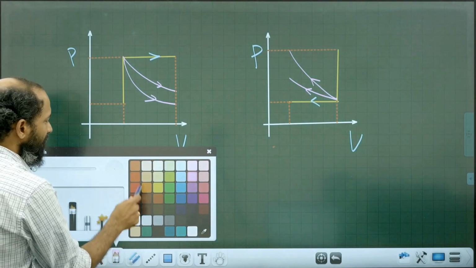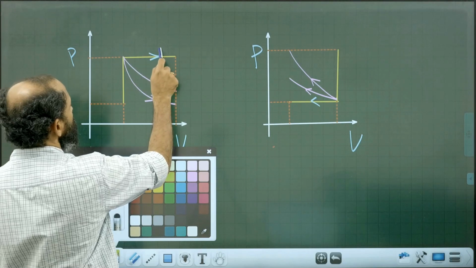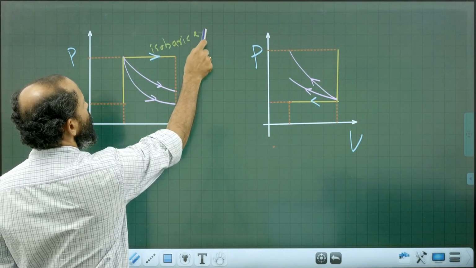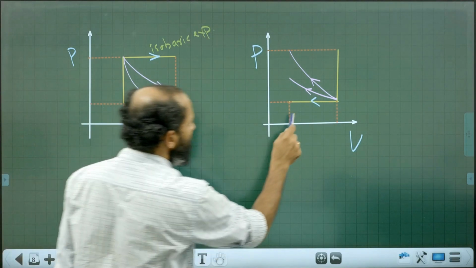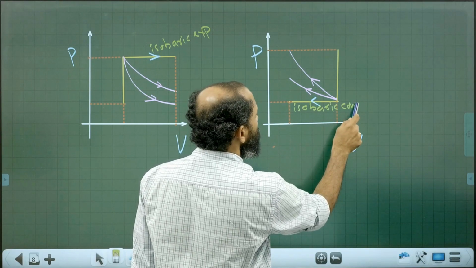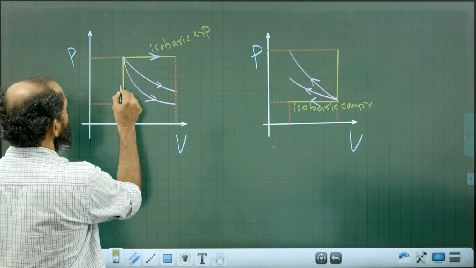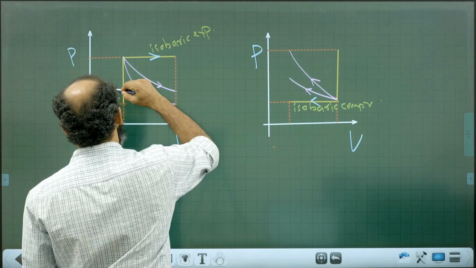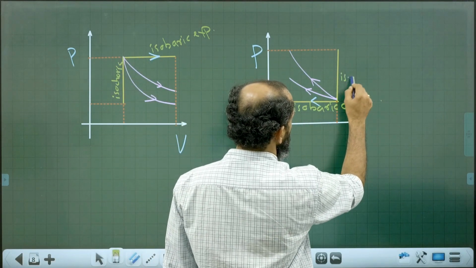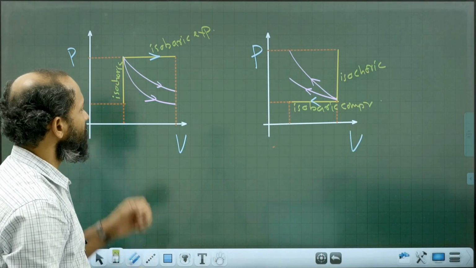Let us identify. The first process here, which is horizontal pressure constant, that is isobaric expansion. But here it is isobaric compression. And the vertical process, that should be isocoric, and this is isocoric. Normally no arrow marks are given. Now we have to recognize isothermal and adiabatic.